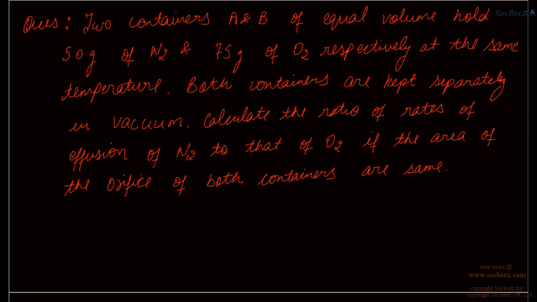Now, let's discuss another problem. The problem says that two containers A and B of equal volume hold 50 gram of nitrogen and 75 gram of oxygen respectively at the same temperature. The temperature is same. We have got the first condition. Now both containers are kept separately in vacuum. Calculate the ratio of rates of effusion of N2 to that of O2 if the area of orifice of both containers are same. Area is same, two containers of equal volume. So volume, temperature and area, these three quantities are same.